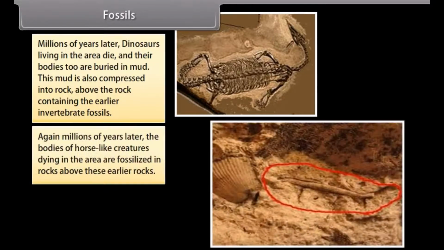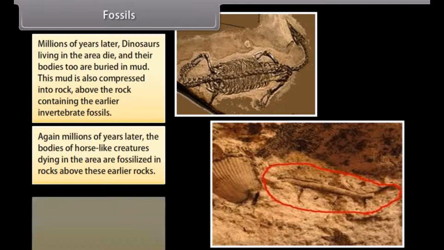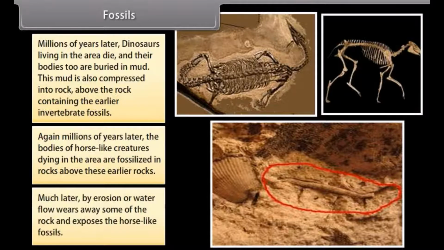Again, millions of years later, the bodies of horse-like creatures dying in the area are fossilized in rocks above these earlier rocks. Much later, erosion or water flow wears away some of the rock and exposes the horse-like fossils.